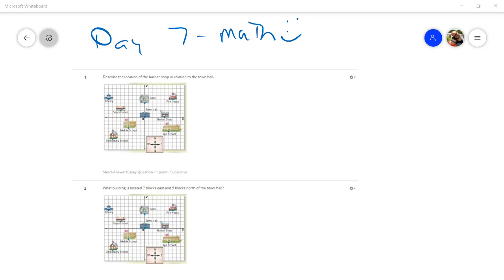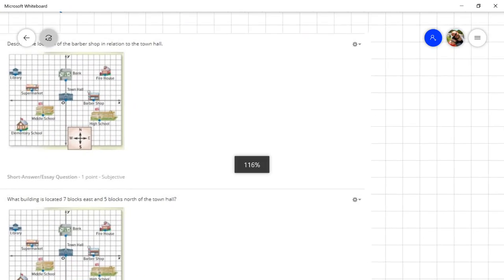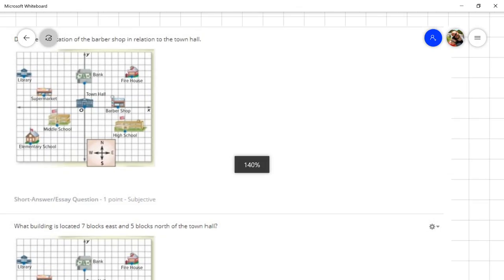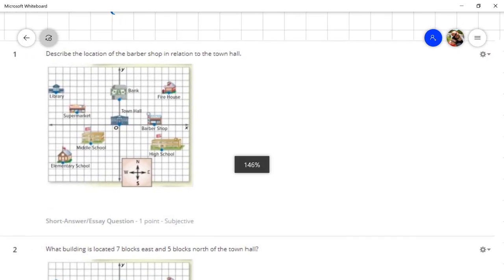All right, ladies and gentlemen, we are taking a look at day seven math. All right. So let's take a look at number one. It says, describe the location of the barber shop in relation to town hall.